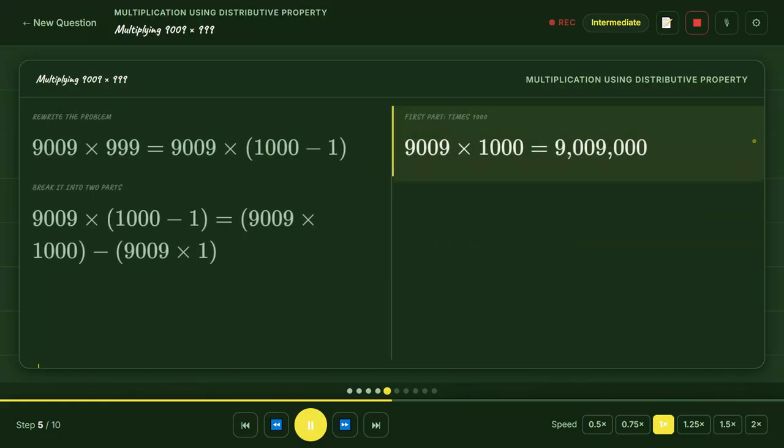First, let's do 9009 times 1000. This is easy, we just put 3 zeros at the end. That gives us 9,009,000.